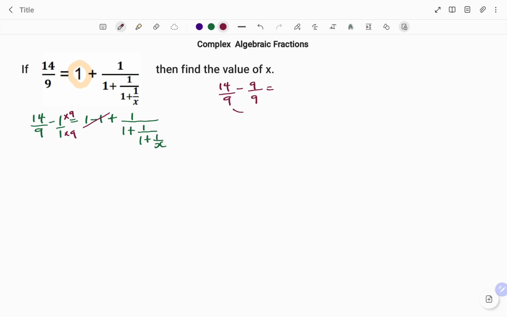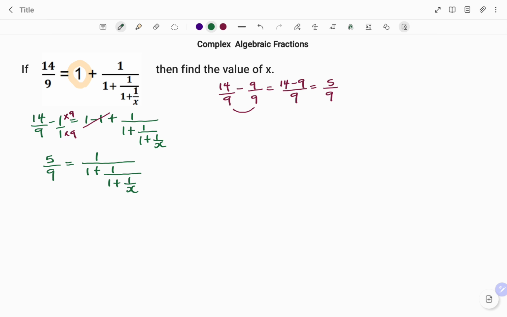Once the denominators are the same, I'm going to place both under the same denominator. Then I have 14 minus 9, and 14 minus 9 is 5. So my final answer is 5 over 9. On my left hand side, I'm going to replace 14 over 9 minus 1 with 5 over 9, equals 1 divided by 1 plus 1 divided by 1 plus 1 over x.